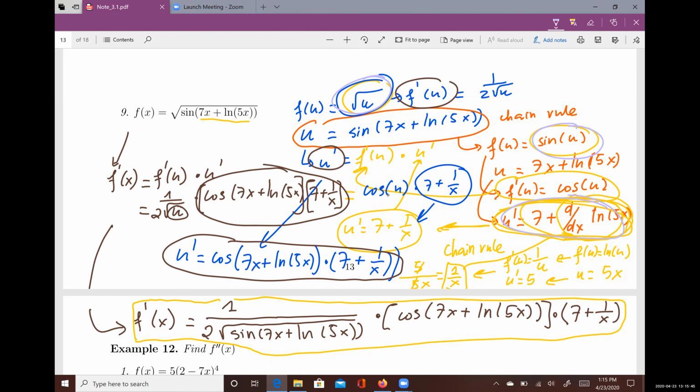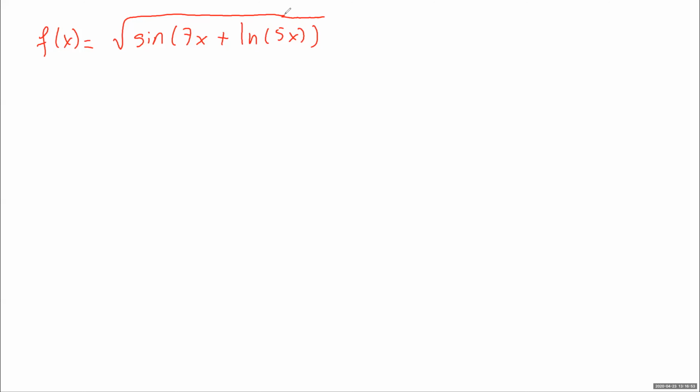And from this recognition, from these patterns, I think of chain rule in terms of boxes, where each box contains a particular function, containing nested functions. Let me show you how to use boxes in order to find the derivative of a composite function using chain rule. So again, let's look at this function. F of x equals to square root of sine of 7x plus natural log of 5x.